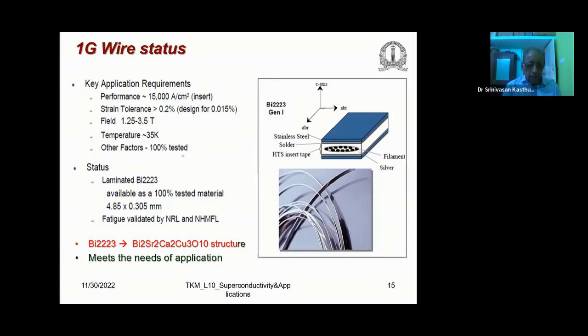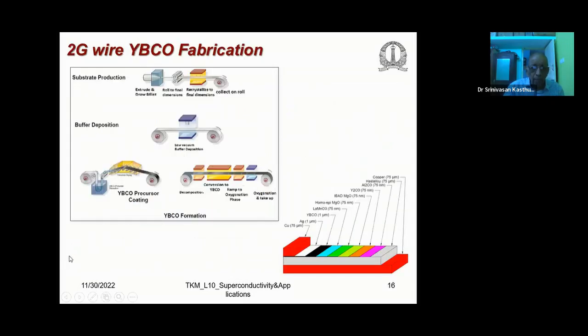The current status is that it is available as a 100% tested material. The width is 4.85 mm multiplied by 0.305 mm. The fatigue strength is validated by NRL and NHMFL, and it meets the required specifications. So you can see some sample superconducting wires shown here.